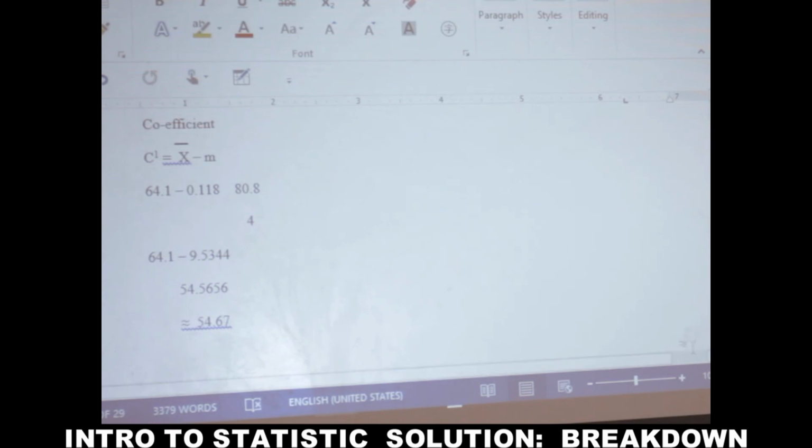So I think that is the end of this topic, descriptive statistics.